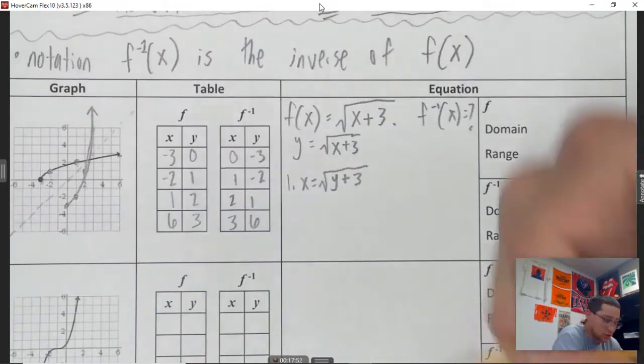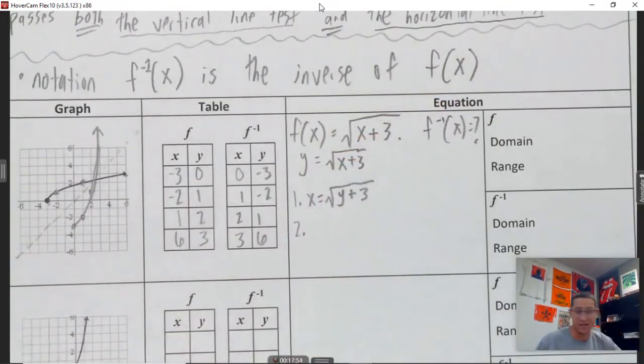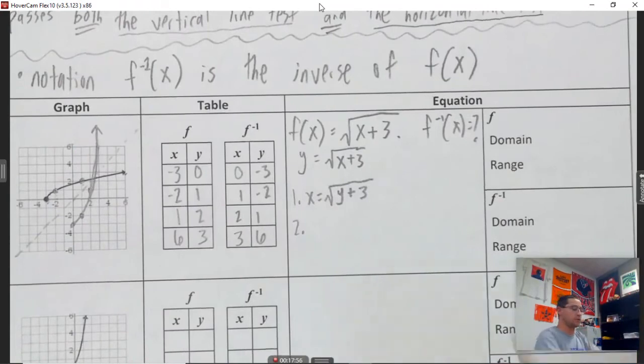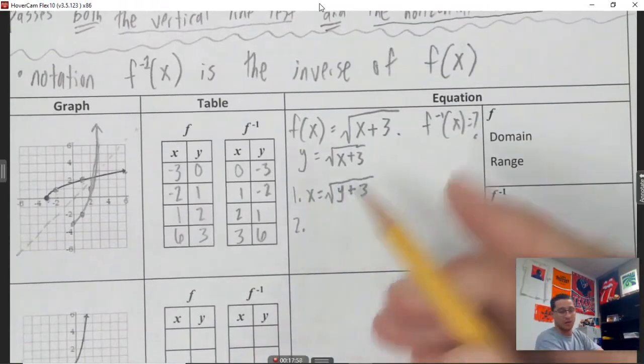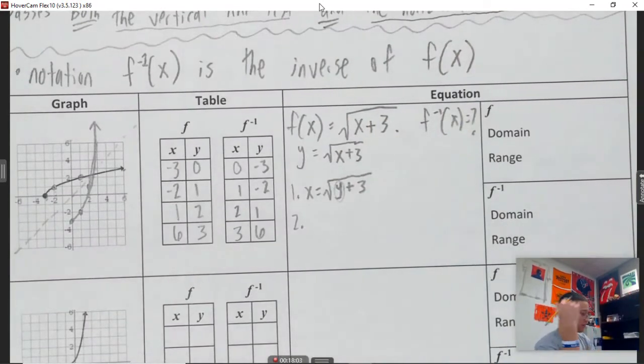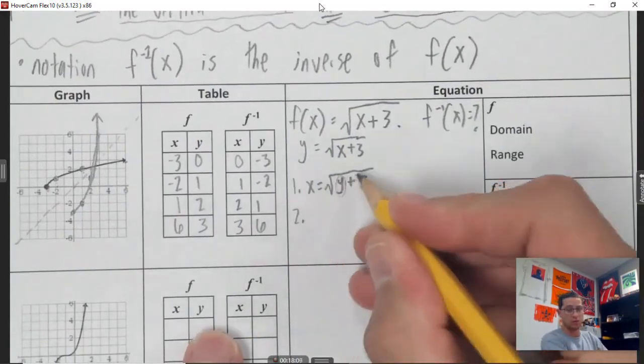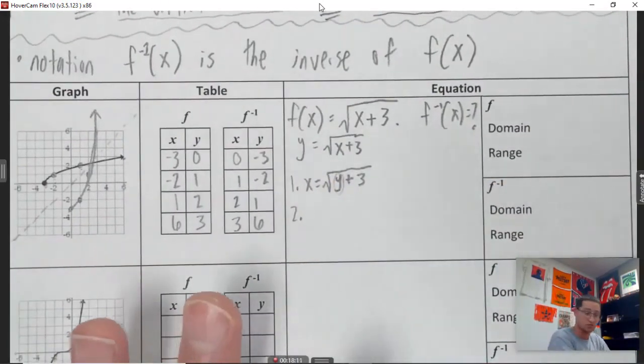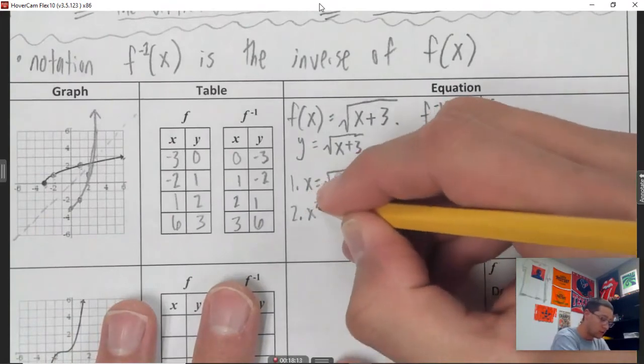Step 2 is usually a little more complicated, because now we're trying to unpeel the function and get y by itself. That's my goal. We want y alone, all by itself on one side. In order to do that, we're going to have to get rid of that square root. In order to get rid of the square root, I'm going to square both sides. So that's where I'm going to go ahead and put this right here.